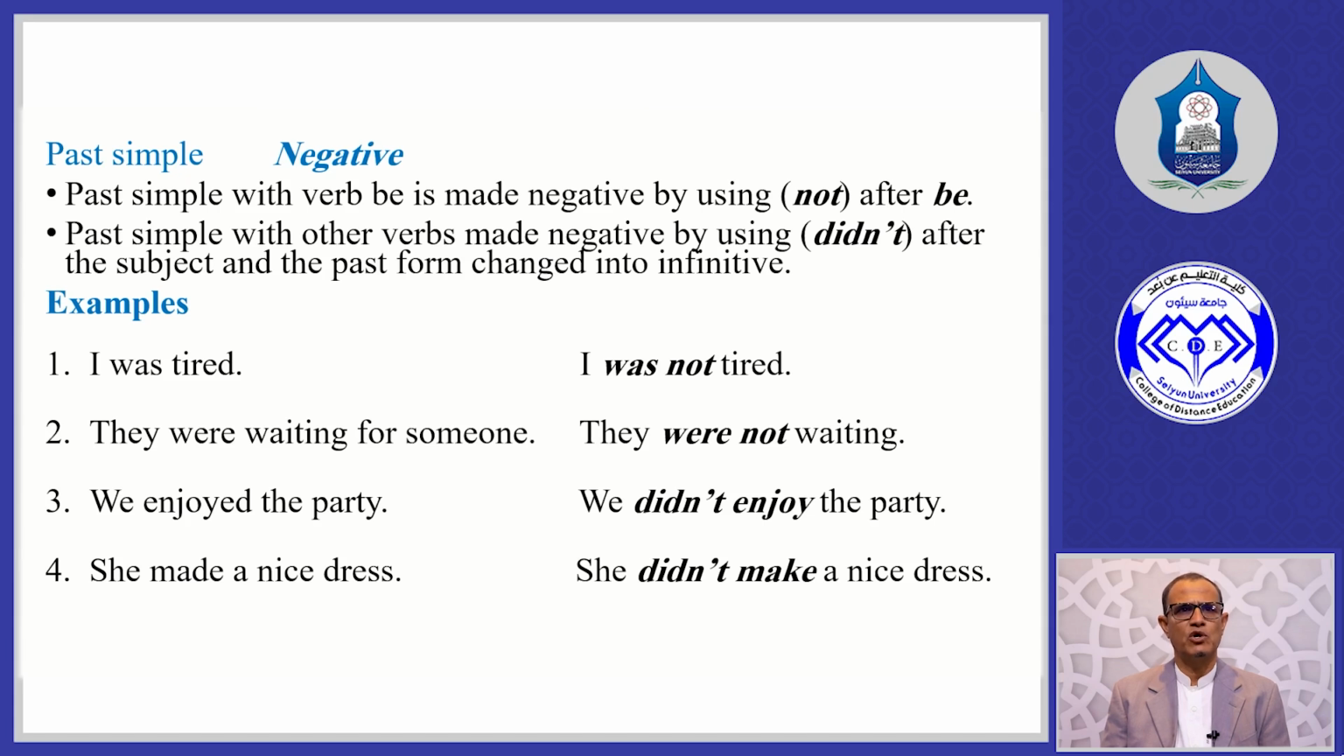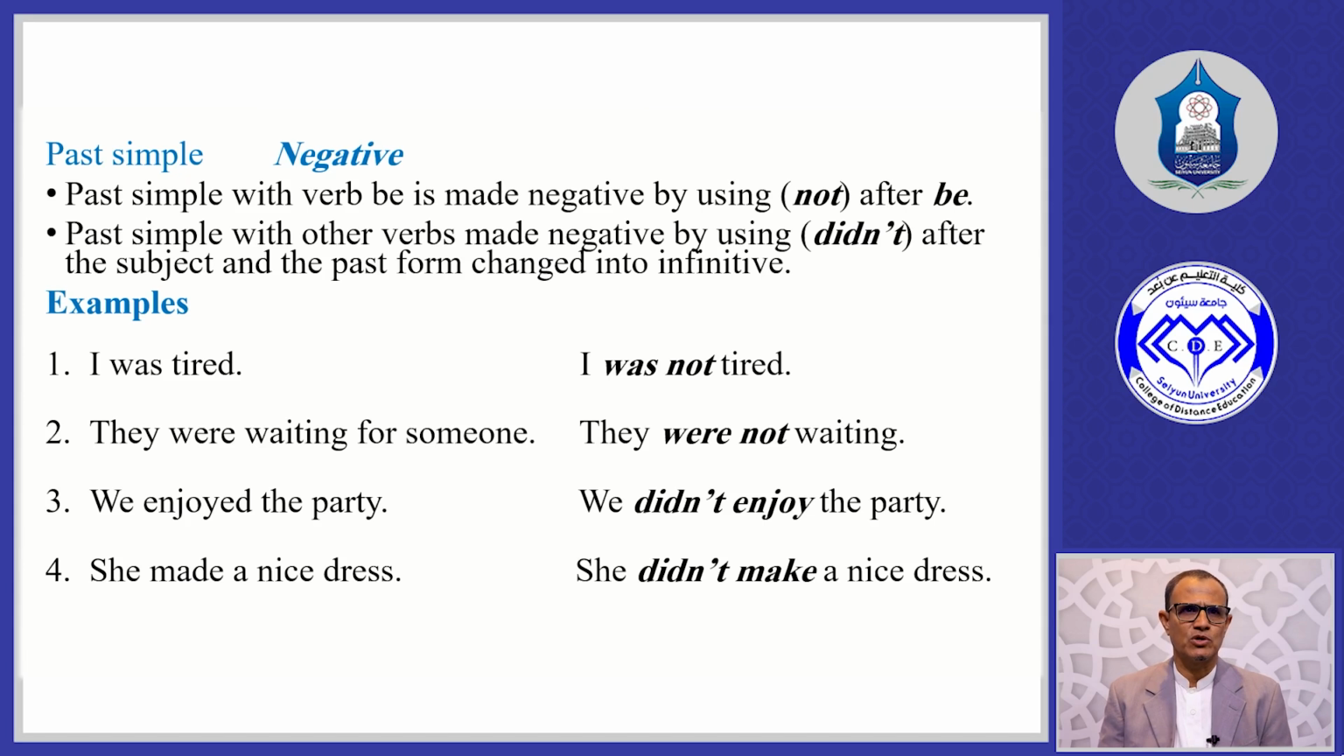For example, we enjoyed the party. The negative is we didn't enjoy the party. She made a nice dress. She didn't make a nice dress. So in this case, look, in the first one, we enjoyed the party. The negative, we didn't enjoy. So we have to change the verb to the infinitive enjoy, because it is preceded by didn't, and you know that do, does, and did should be followed by the infinitive of the verb. So we didn't enjoy the party.